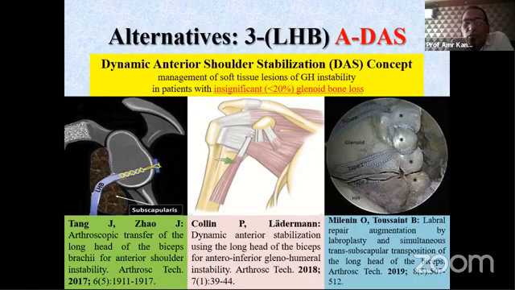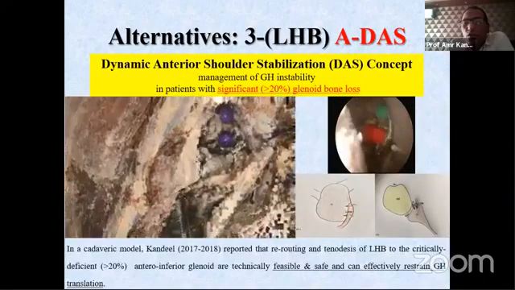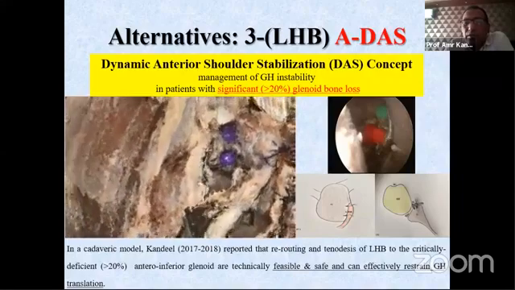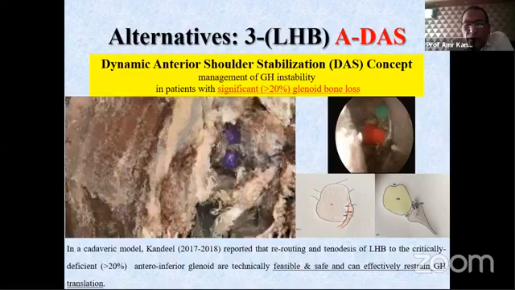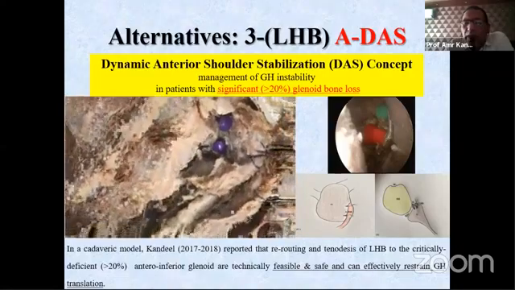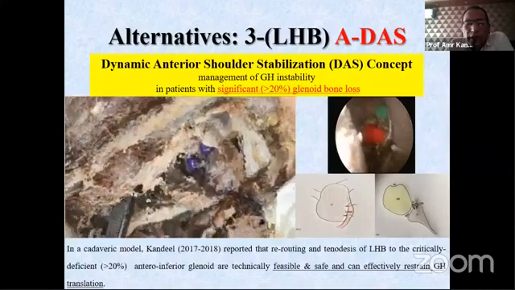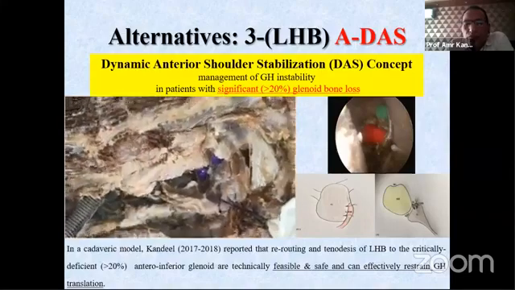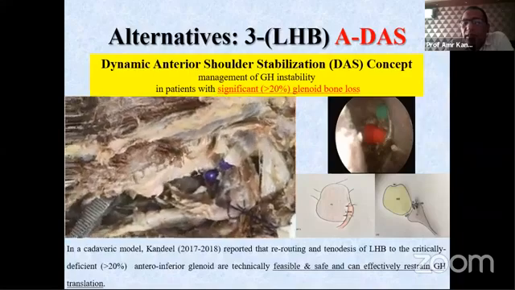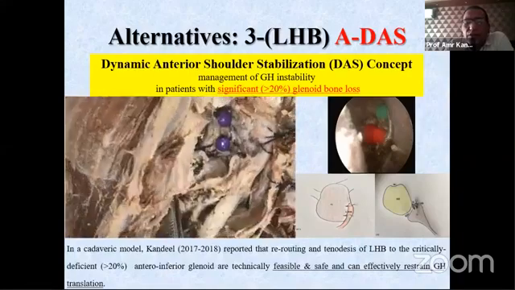In this technique, the long head of the biceps is tenotomized from the superior origin, rerouted, passed within a subscapularis window, and fixed to the glenoid. The fixation method of the long head of the biceps to the glenoid might differ between a suspension device, interference screw, or knotless anchor. As regards the use of this concept for management of significant glenoid bone loss, in a cadaveric study, it was reported that rerouting and tenodesis of the long head of the biceps to a critically deficient anteroinferior glenoid are technically feasible, safe, and can effectively restrain glenohumeral translation.